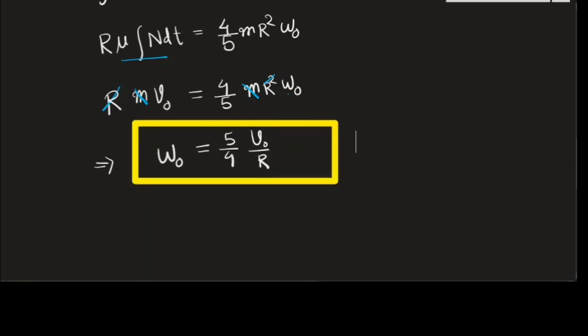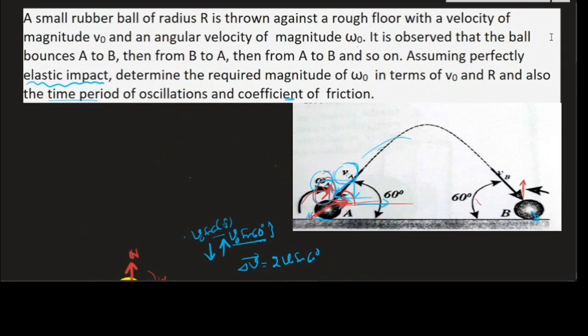Only then is it possible that the vertical component of velocity gets reversed, the horizontal component of velocity gets reversed, and omega also gets reversed. Then the ball will move to and fro from here to here without change of kinetic energy, and the time period and the range will be the same in each subsequent collision.